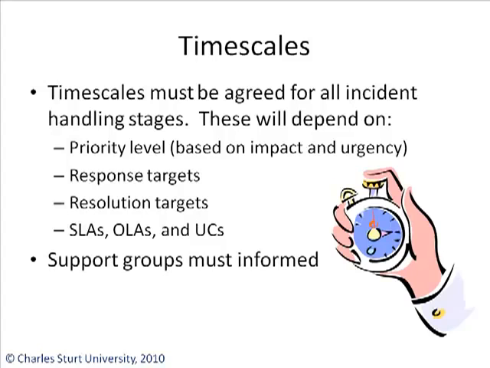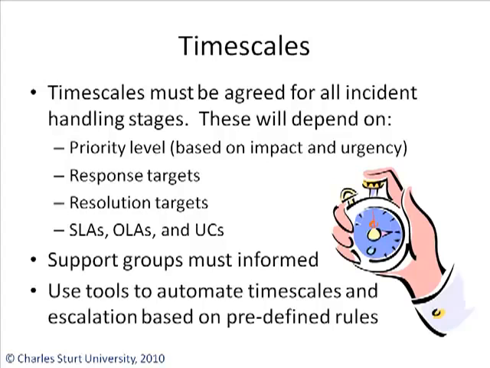You typically want support groups to be informed. For example, the service desk needs to know how quickly to deal with incidents, but also the second level and third level support teams need to know how quickly we should be dealing with all these incidents. The recommendation is to use tools to automate these timescales and to automate escalation based upon sets of predefined rules, to make it less error prone.